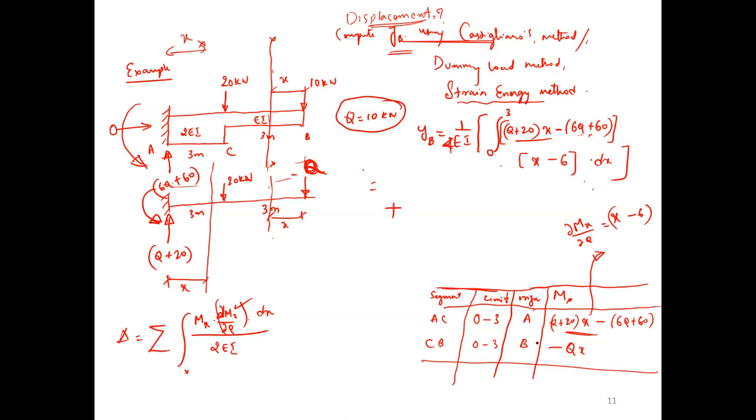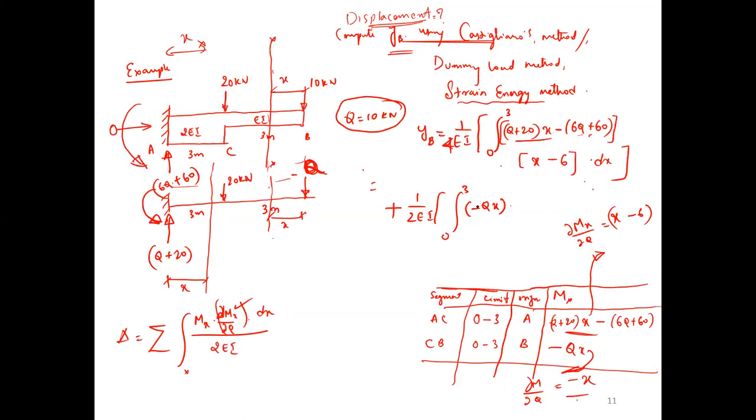Next, plus, what is the second term? This one, 1 by 2EI, you take outside. EI is there, no problem. 1 by 2EI into integral of 0 to 3. Here only minus QX you have. What is the derivative of dou M by dou Q for minus QX? Minus x. Minus into minus becomes plus. I am taking x directly into dx. Now multiply the x factors, and finally you arrive at an equation in terms of Q and some values. Afterwards, if you substitute Q equal to 10, you get the Y value.